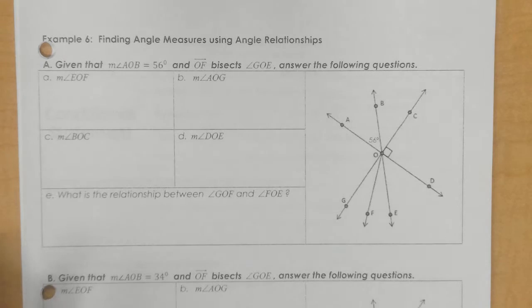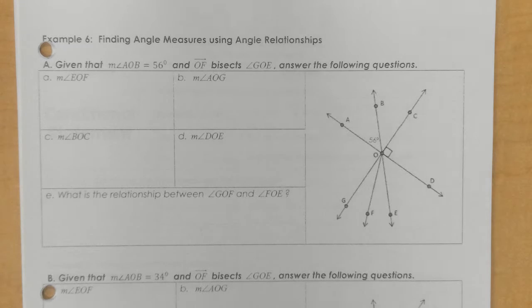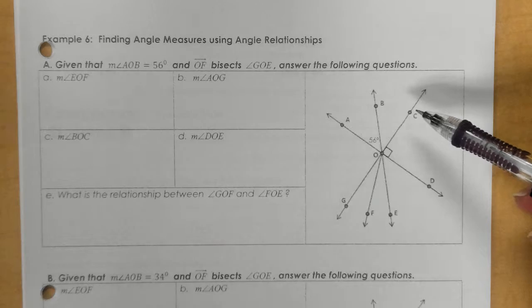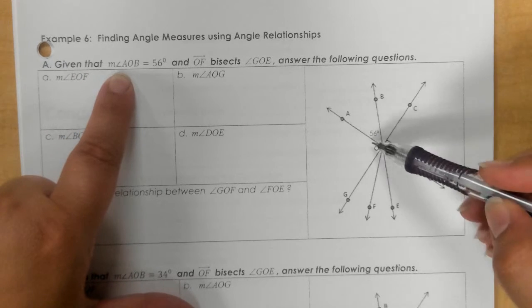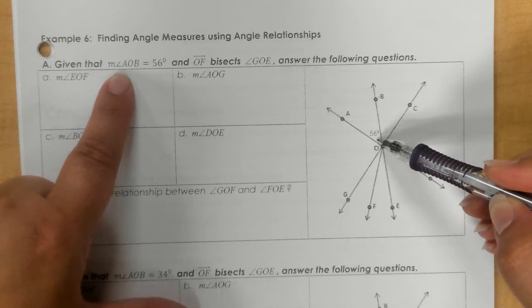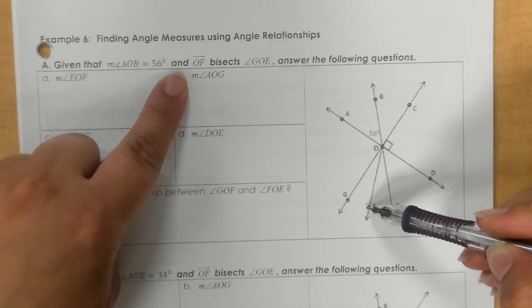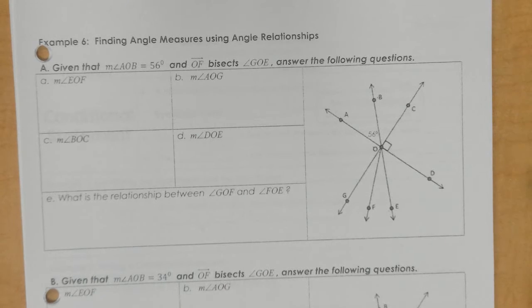Alright, so then for day 1 notes, we're on example 6. I'm just going to walk you through how to do this one. So first of all, I'm going to fill out this over here first, but I do need the information up here. So it says, given that the measure of angle AOB is 56 degrees and OF is a bisector of angle GOE, answer the following questions.